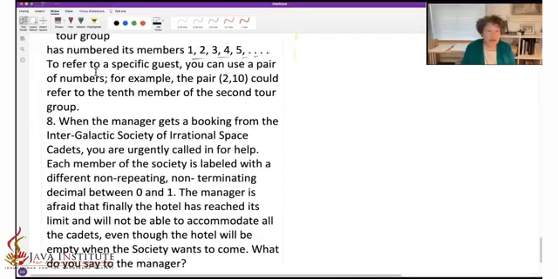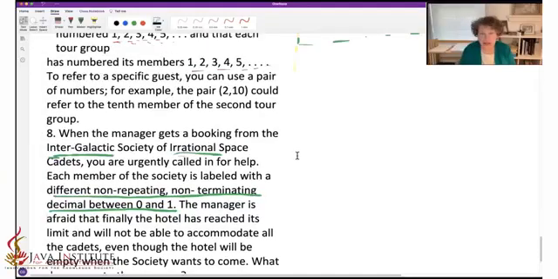what has happened here is there's an intergalactic, that was the Galaxy Games. This is the Intergalactic Society of Irrational Space Cadets. And it's only one group of people, but each person has a non-repeating, non-terminating decimal.